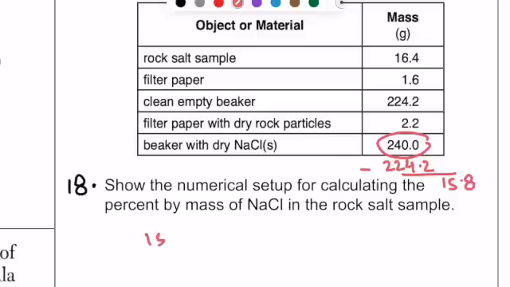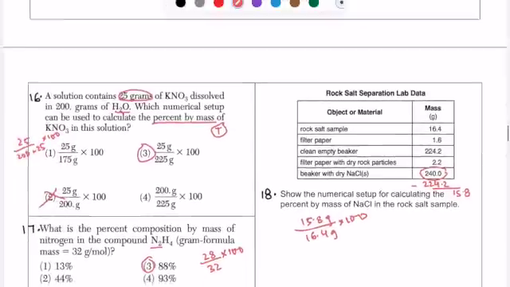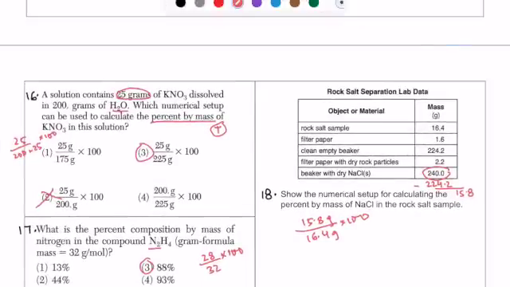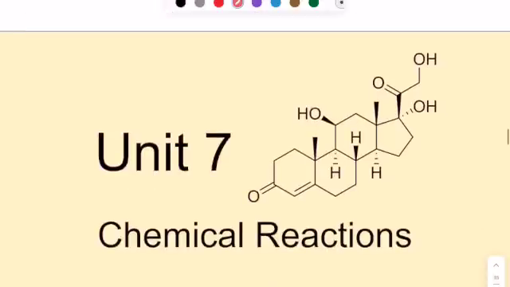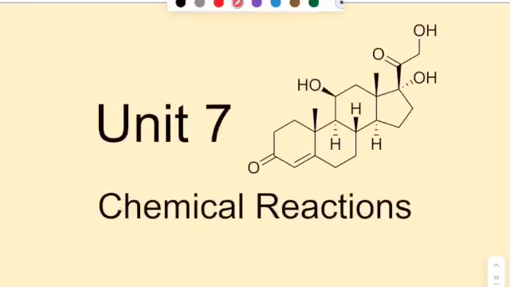So now 15.8 is the mass of the sodium chloride, and 16.4 was the overall rock sample. That's your numerical setup for calculating the percent composition by mass. So let's move on to the chemical reactions.